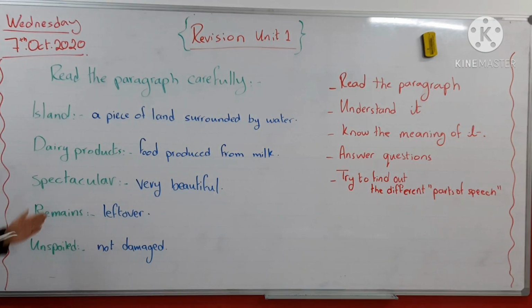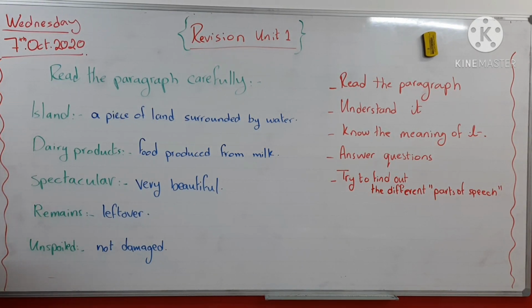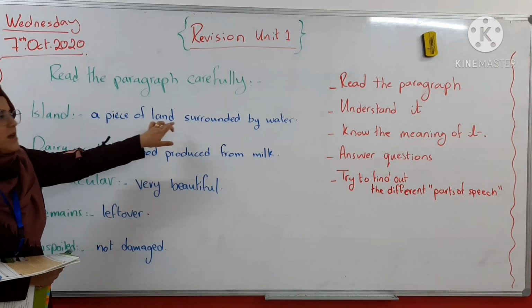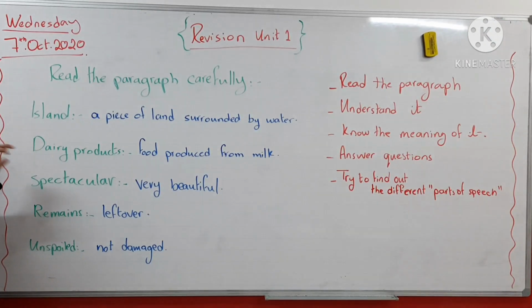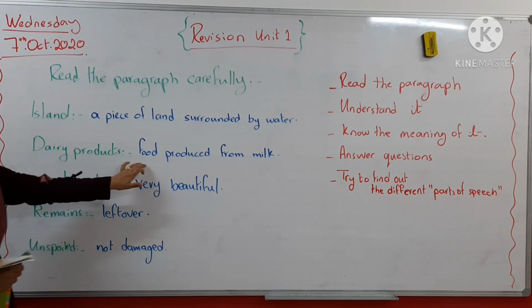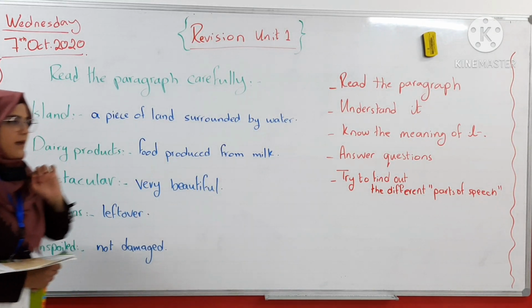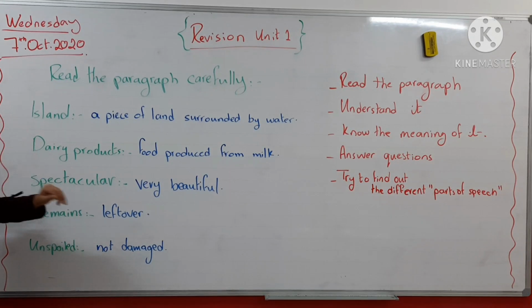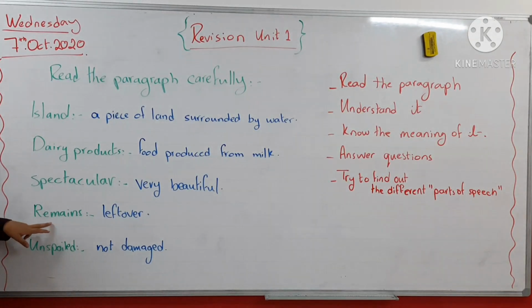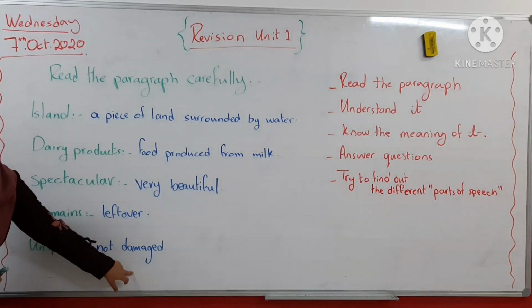Now, about the meaning. This meaning, you should memorize them, you should be able to memorize them in a good way, okay? First of all, island: a piece of land surrounded by water. Dairy products: food produced from milk. Spectacular: very beautiful. Remains: left over. Unspoiled: not damaged.